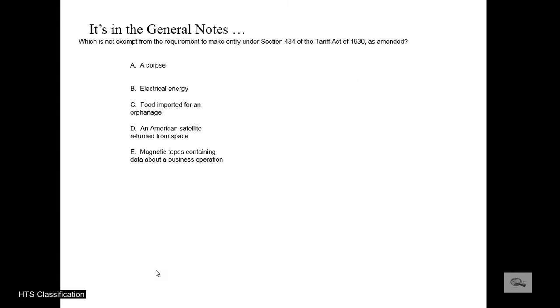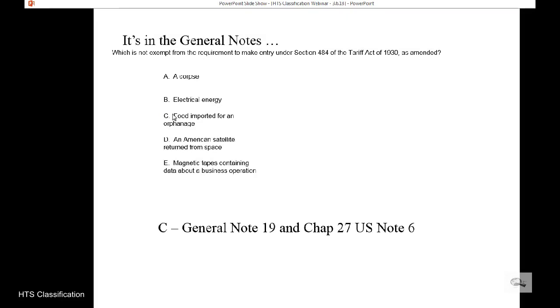Here's an actual question taken from a previous customs broker license examination. The answer is found in two locations of the tariff. Choices A, B, D, and E do not require a customs entry. The electrical energy is further defined in Chapter 27, Note 6. Just because food is imported for a noble effort doesn't exempt the need to still make entry. Because of the end use, the classification could very well be duty-free.